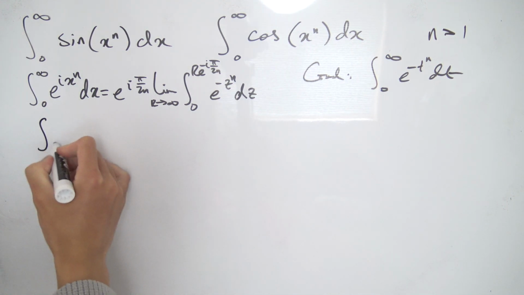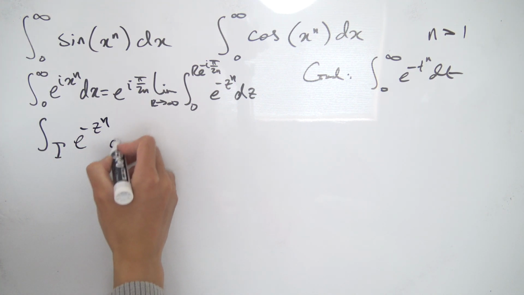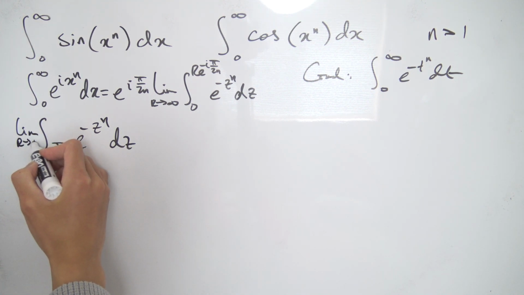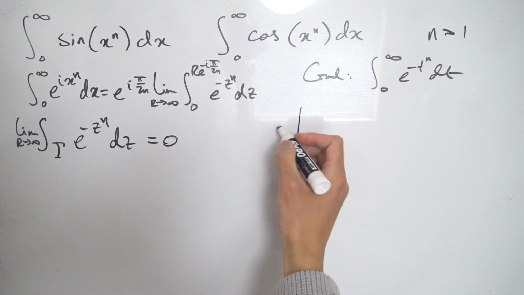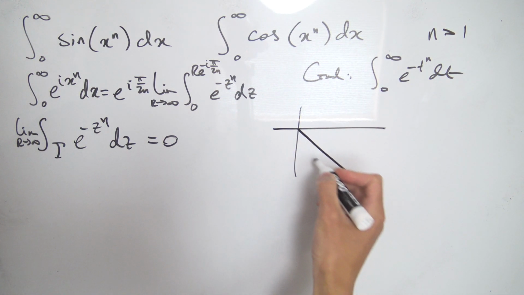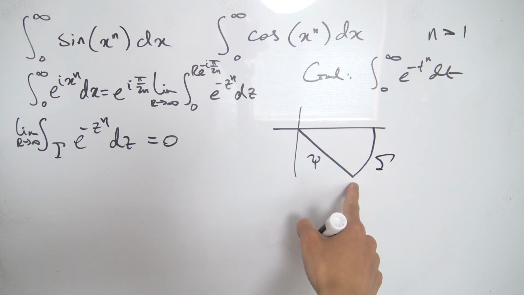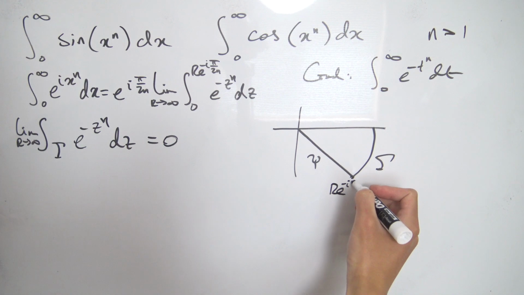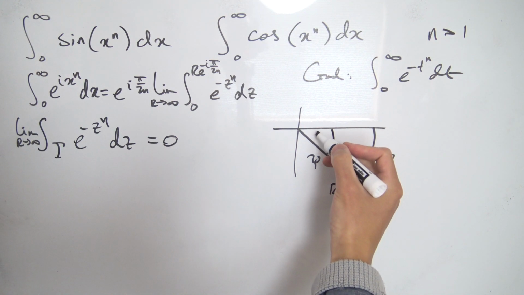We want to show that the integral over gamma of f of z, where f of z in this case is e to the minus z to the n dz, in the limit is equal to 0. So what exactly is our path gamma? Because if we know what that path is, we can parameterize it. If we look at our complex plane again, this is our path psi, and this is our path gamma, like so. And notice that psi goes up to the point r e to the minus I pi over 2n, which means that this angle over here is exactly pi over 2n.